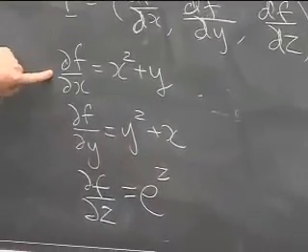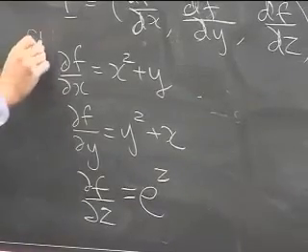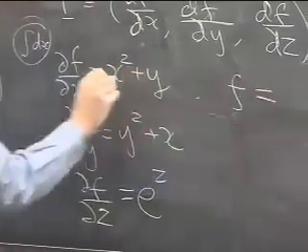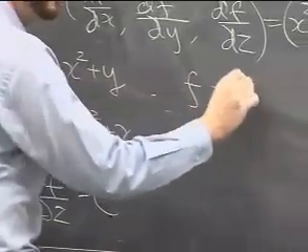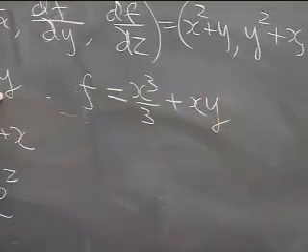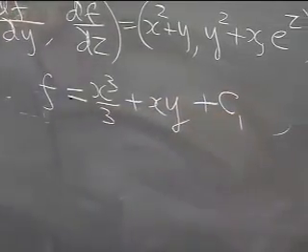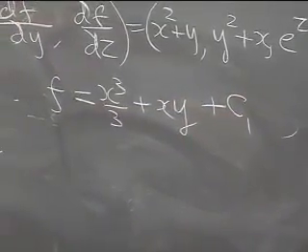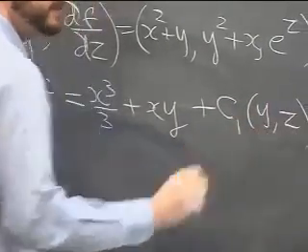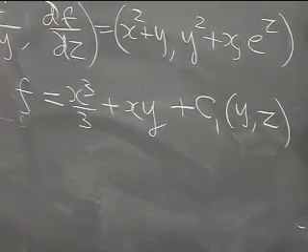So if this is true, I can integrate with respect to x. So integrate this with respect to x. And you will see that from this equation, f has to be x cubed over 3 plus xy, I'm integrating with respect to x, plus a constant, which I call c1. Now that's a constant in x, but it could be any function of the other two variables. It just has to be when you differentiate with respect to x, you get 0. So it could be any function of the others.